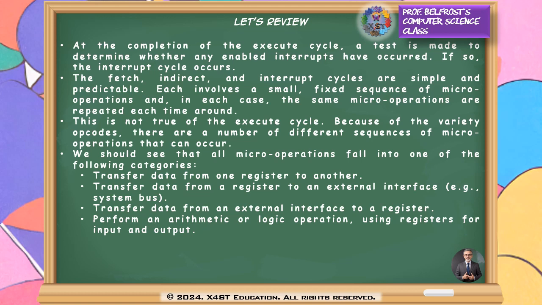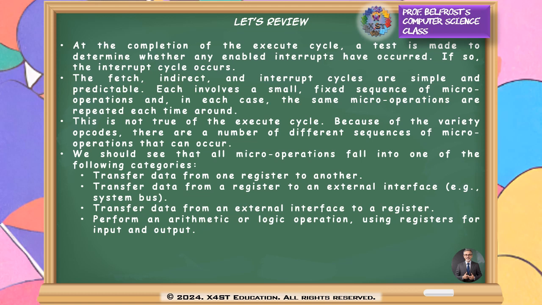Then we know that the fetch, indirect, and interrupt cycles are really simple and predictable, because each involves a small fixed sequence of micro operations, and in each case the same micro operations are repeated each time around. But this is not true for the execute cycle, because of the variety of opcodes. There are a number of different sequences of micro operations that may occur.